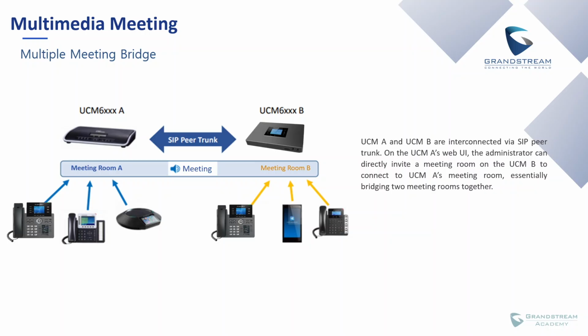As an example, we have UCM-A and UCM-B, which are connected via SIP peer trunk, and each one of them is in a different location. On the UCM-A's web UI, the administrator can directly invite a meeting room on the UCM-B to connect to the UCM-A meetings room, essentially bridging 2 meeting rooms together.